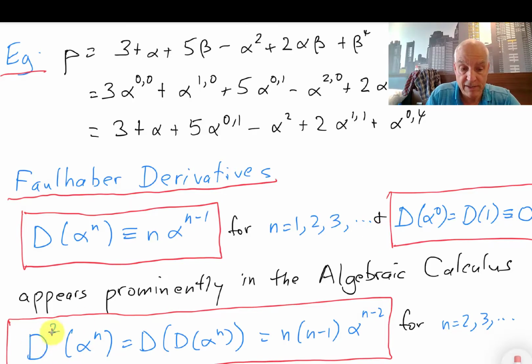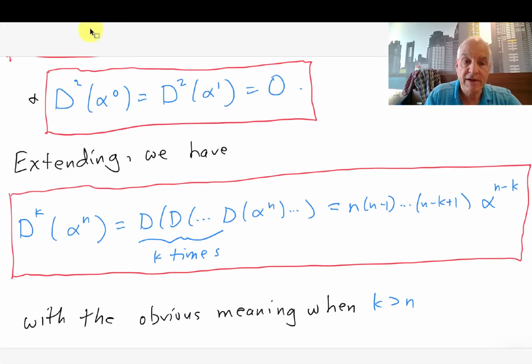Okay, so this all appears prominently in the algebraic calculus, and we can also talk about powers. So if we look at D squared, alpha to the n, that's the same as D of D of alpha to the n. So we perform this thing twice. Then we get n times n minus 1 times alpha to the n minus 2, at least when n is equal to 2 and 3. Then we have to make some sort of separate statement saying that when we are applying D squared to alpha 0 or to alpha 1, we get 0.